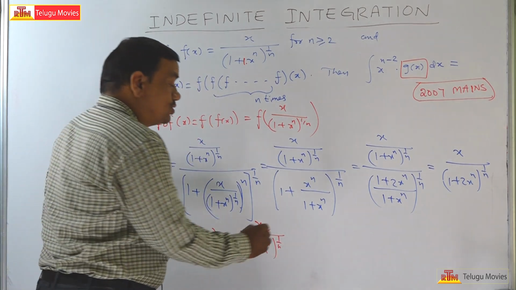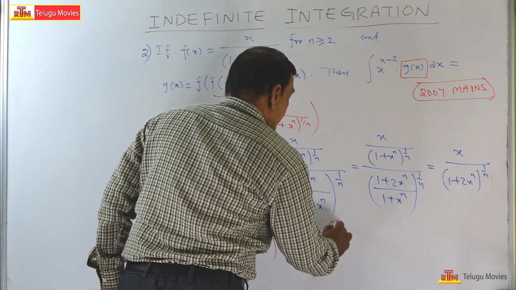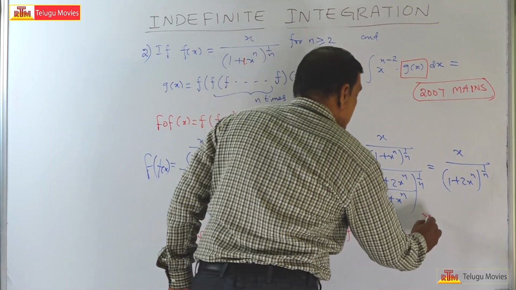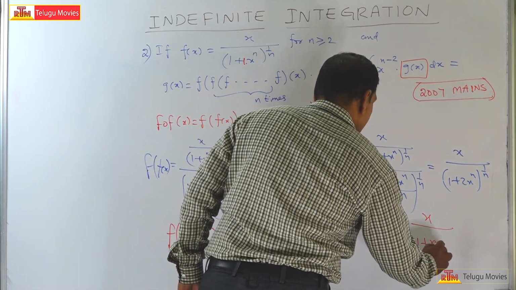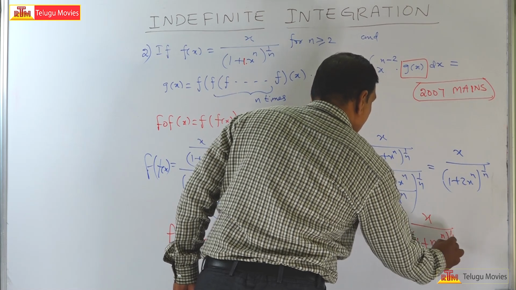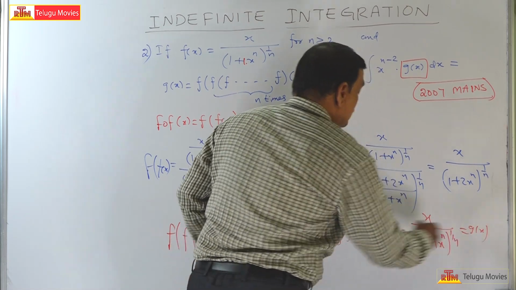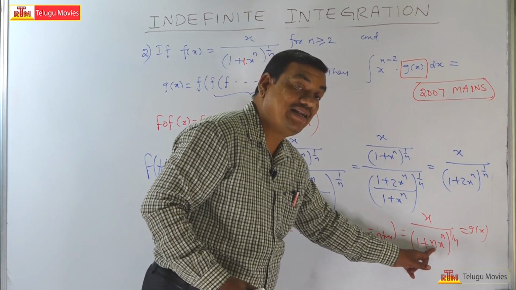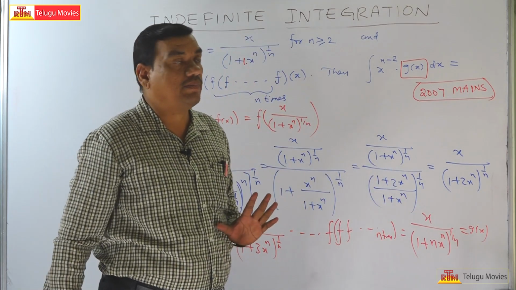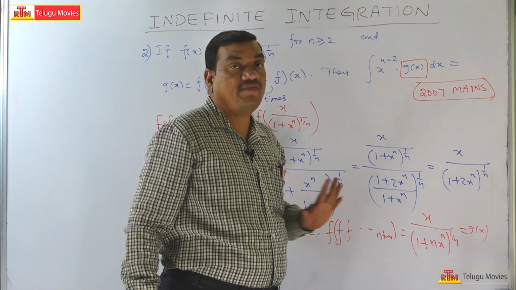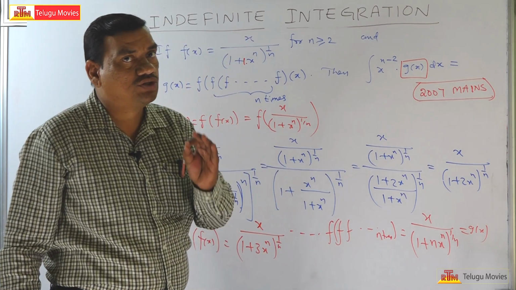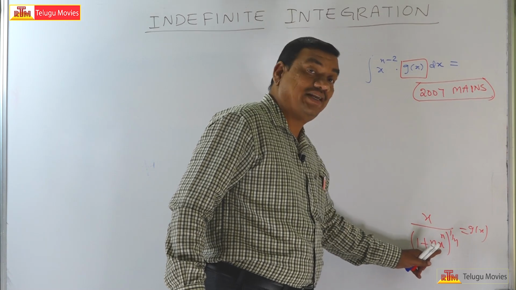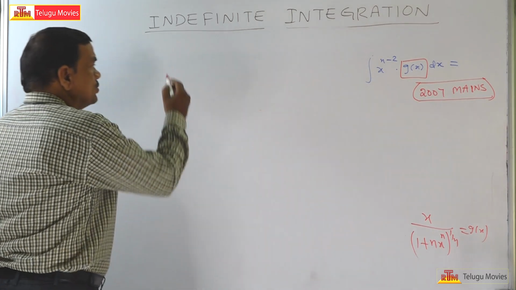Understand? So going on, if you did f of f of so on n times, it means x by (1 plus n into x to the power of n) whole power 1 by n. So this is your g of x. So your g of x is x by (1 plus n into x to the power of n) whole power 1 by n. So you got your g of x. Okay, so let us continue our solution. So we got this g of x is equal to x upon (1 plus n into x power n) whole power 1 by n.